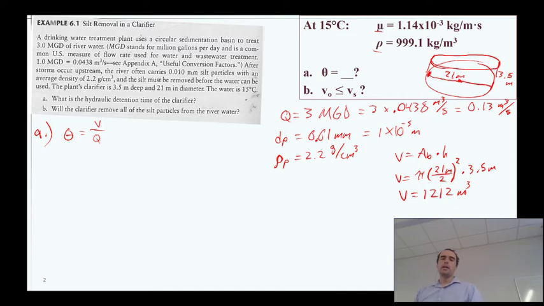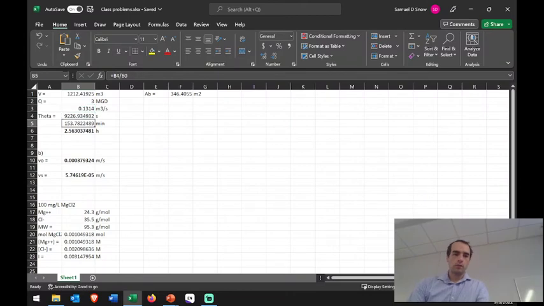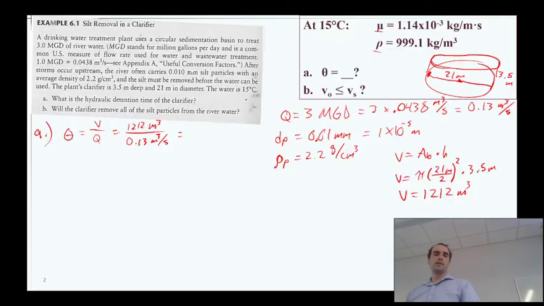Cubic meters per second. And now we're in meters and seconds, which is good. That way everything can be compatible. So then we can say this is just simply 1,212 cubic meters per 0.13 cubic meters per second. This should give us an answer in seconds. So when we do that calculation, we get 9,226 seconds.